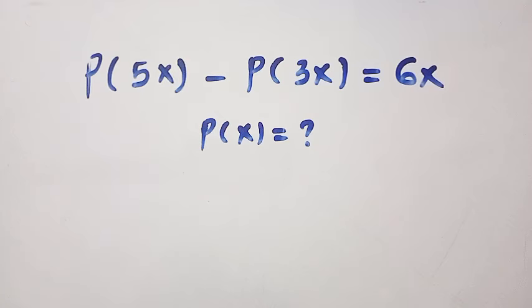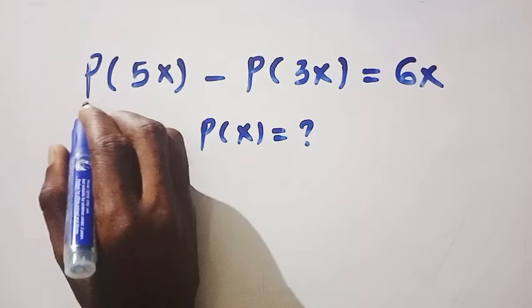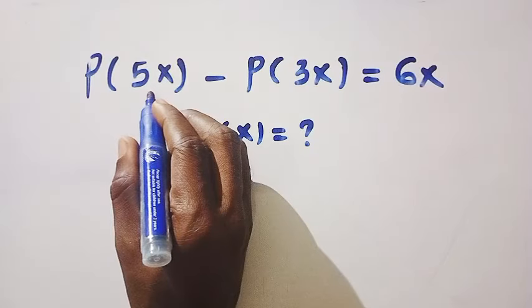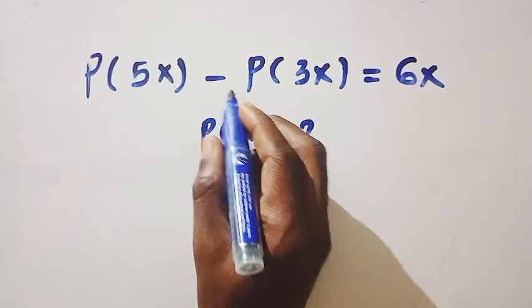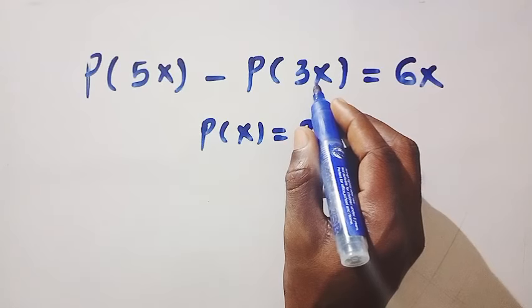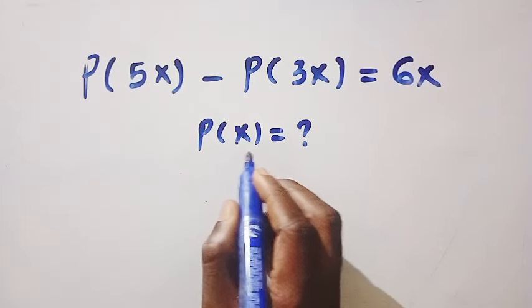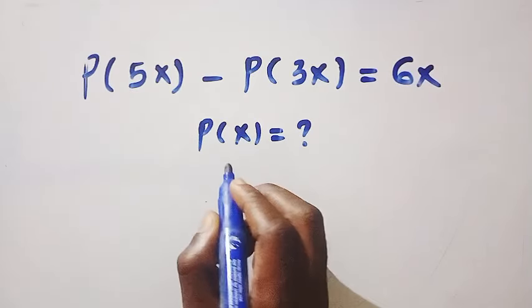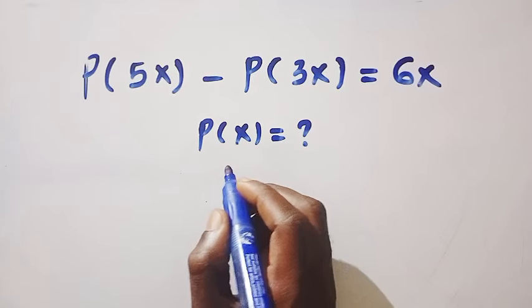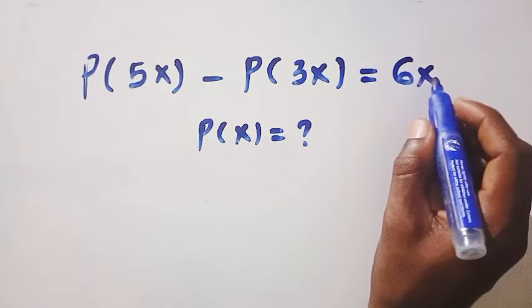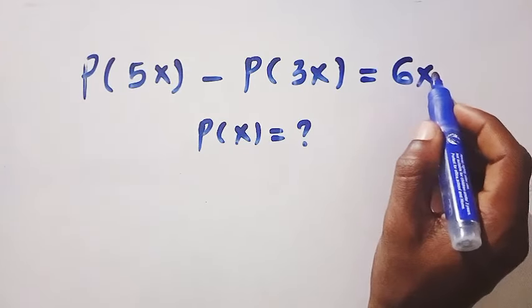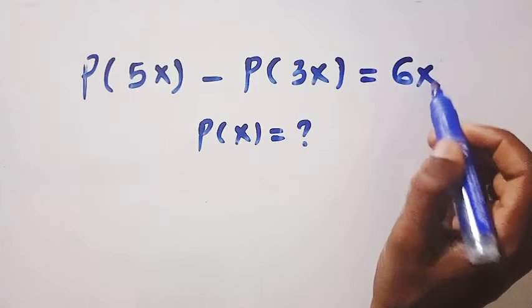How to solve these interesting functional equations, given that p of 5x minus p of 3x equals 6x. I want to find p of x in a general form. So looking at what we have here, we have this 6x. The power of x here is 1.